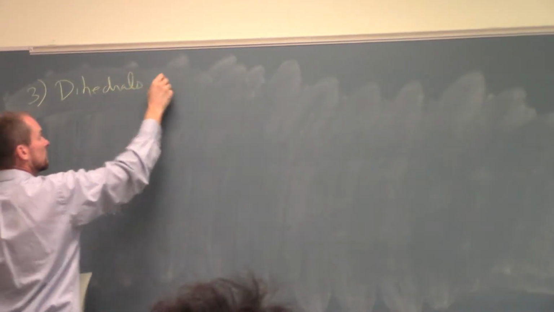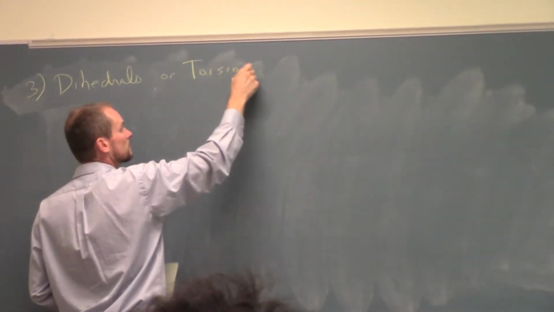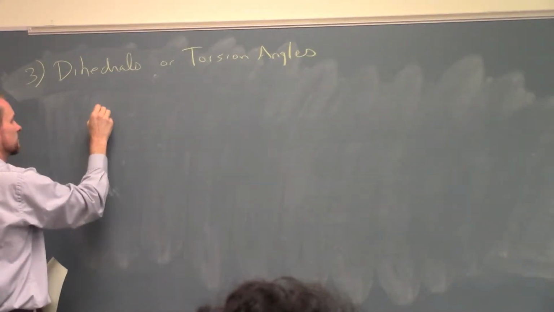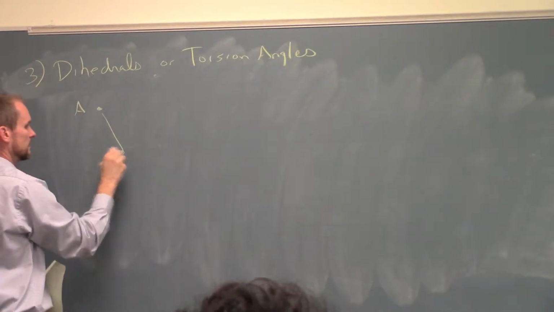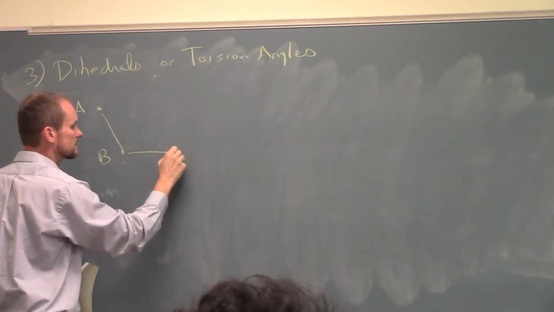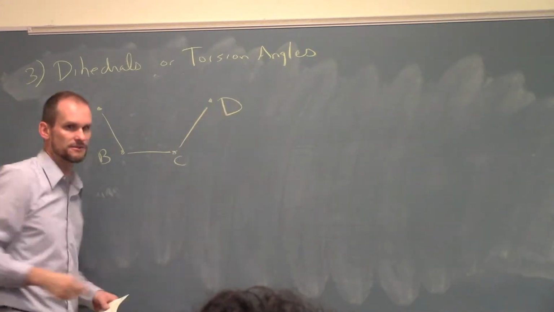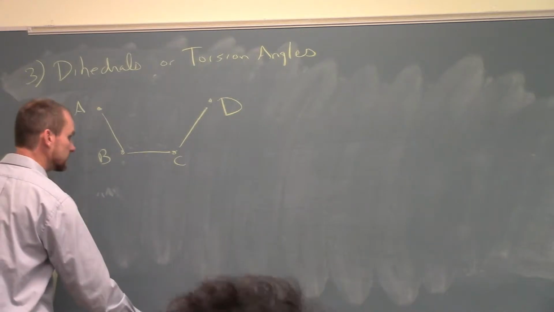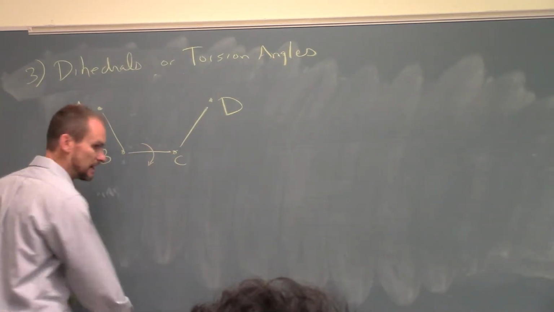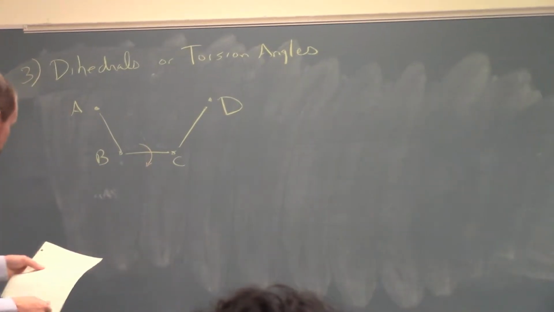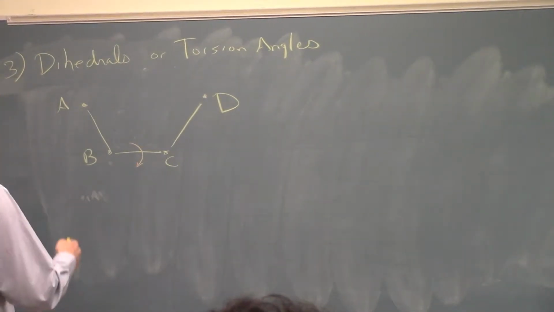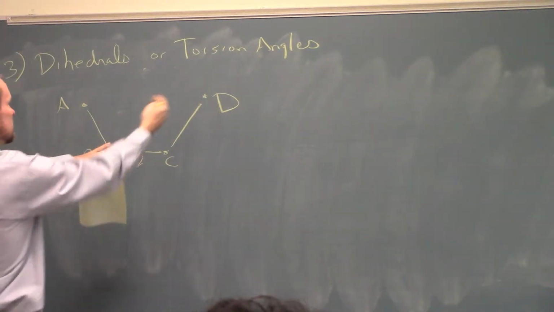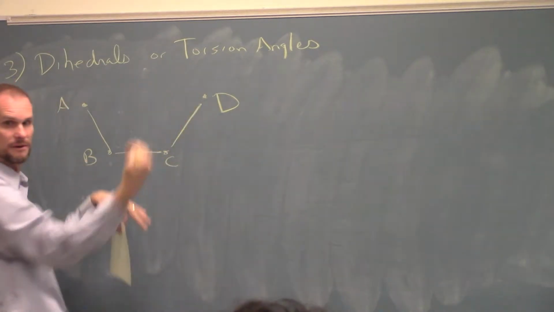Dihedrals, torsion angles. So here we have 4 points now, A, B, C, and D, so 4 atoms. And we're going to be twisting around the BC bond. So we're rotating or twisting around that bond. If we look, so this is looking in the plane of A, B, and C, and as we rotate, D is going to come out of the board and around back into the board.